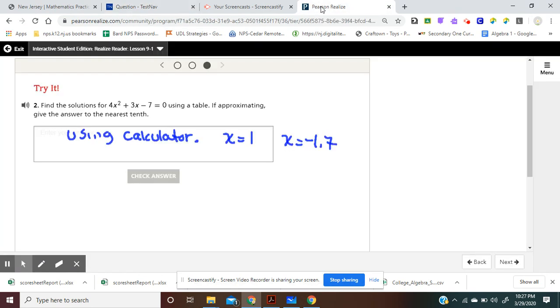So that's it for using a table to solve quadratics. You're going to have a few more of these to do a little later on. But any questions, feel free to reach out to me.